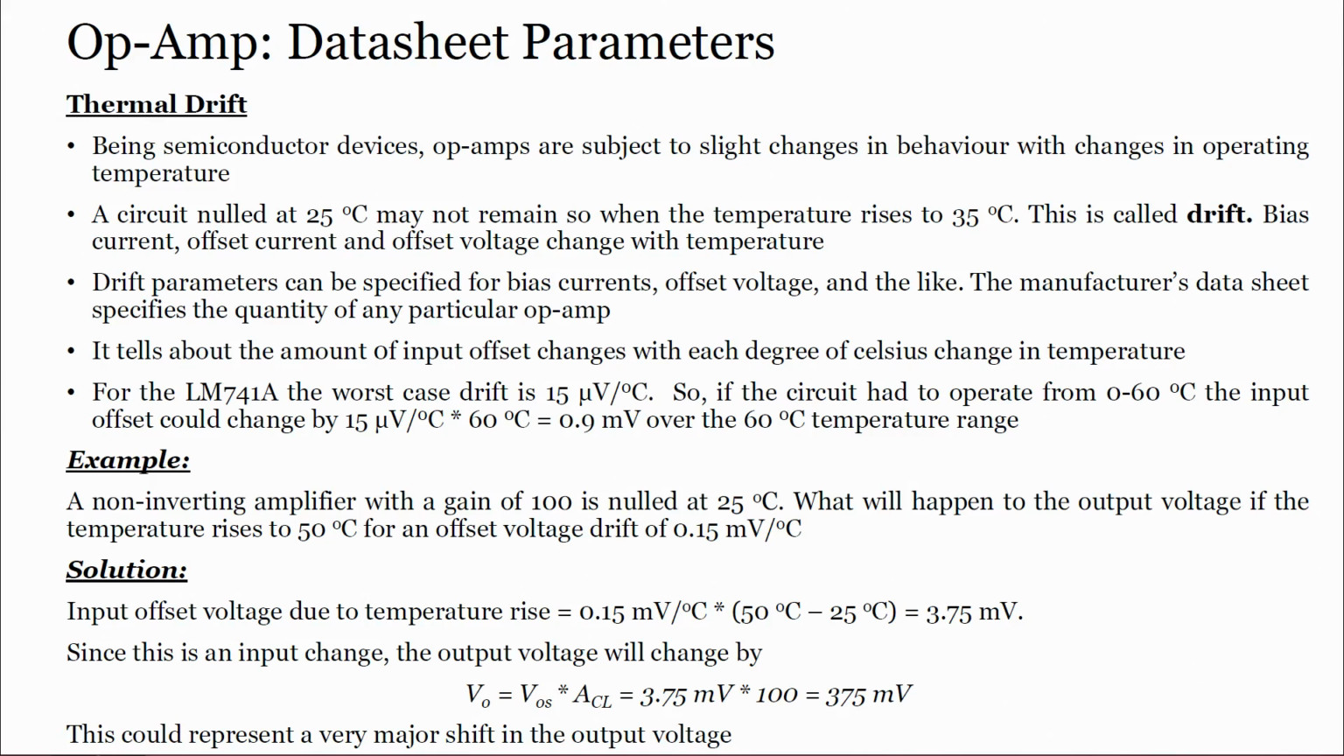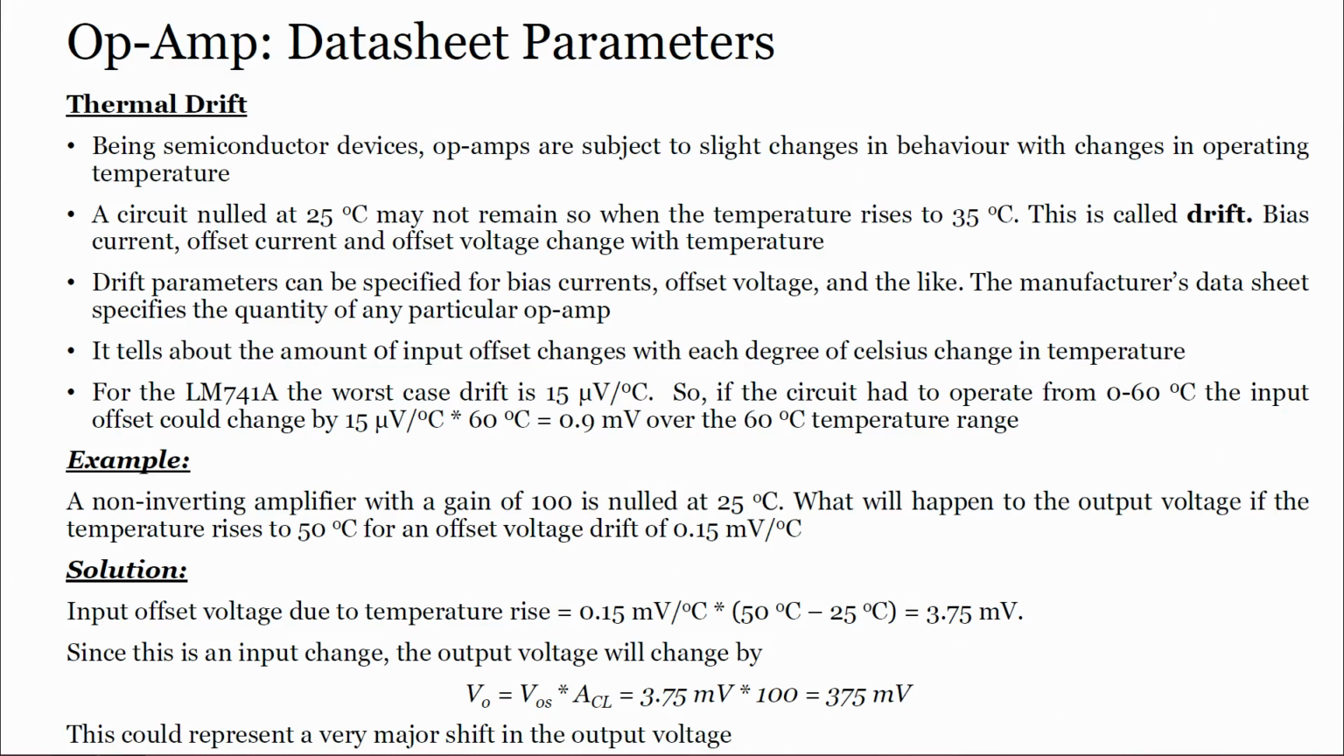What behavior changes are there? A circuit nulled at 25 degrees may not remain so when the temperature rises to 35 degrees. So, if there is a temperature difference of 10 degrees, then you will see there is a drift, and bias current, offset current and offset voltage change with temperature. So, thermal drift is a very important parameter we need to understand. Thermal drift parameters can be specified for bias currents and offset voltage. The manufacturer data sheet specifies the quantity for any particular op amp. It tells about the amount of input offset change with each degree Celsius change in temperature.